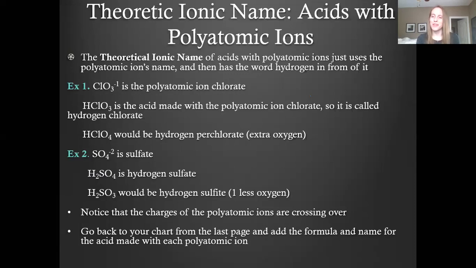And then don't forget, we always cross our charges, which is why in this case there are 2 H's, because the sulfate ion has a charge of 2. That's going to cross over there. So once again, when you're writing any formula for an acid, always cross your charges. If I instead had H2SO3, I now have a sulfate with 1 less oxygen than normal, so that is a sulfite ion, and so I would call that hydrogen sulfite.